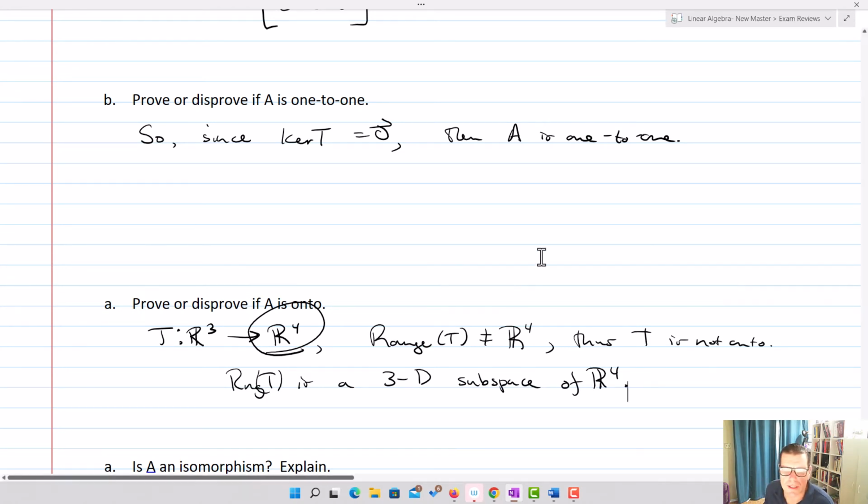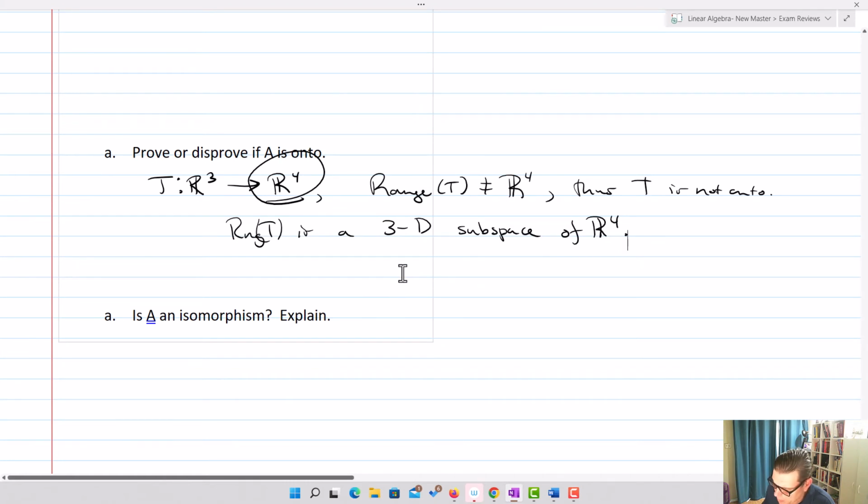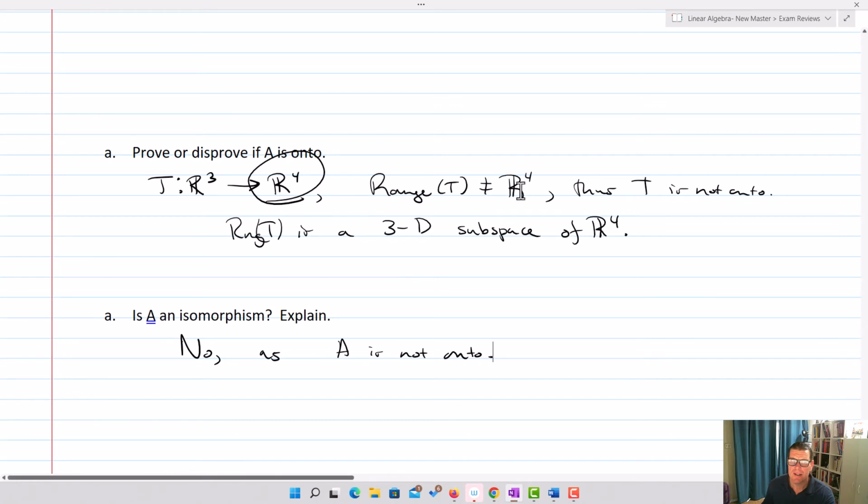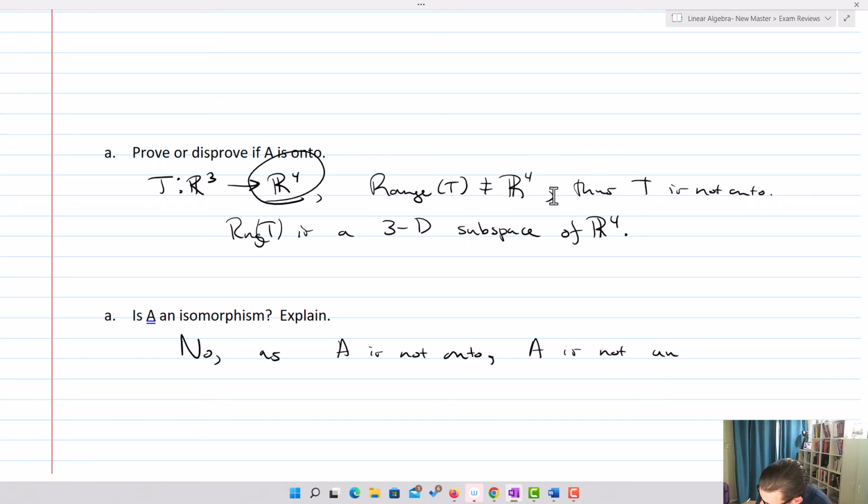Okay? All right. And is T an isomorphism? Is A an isomorphism? The answer is no, as A is not onto. To be an isomorphism, A actually needs to be both 1-to-1 and onto. It needs to be a bijection, and in this case, it's not a bijection. So our transformation is not an isomorphism. So as A is not onto, A is not an isomorphism. And there we go.